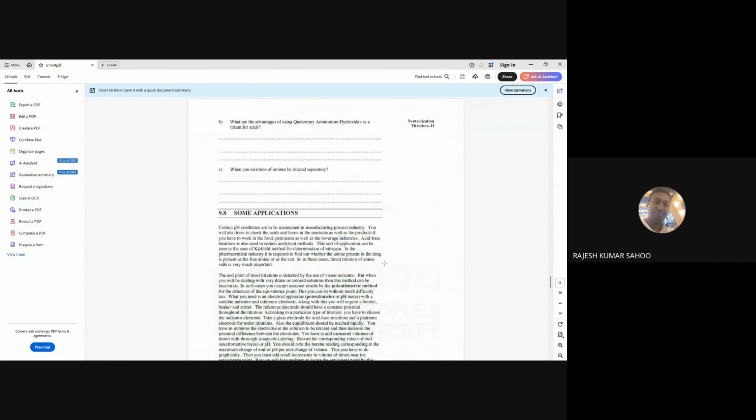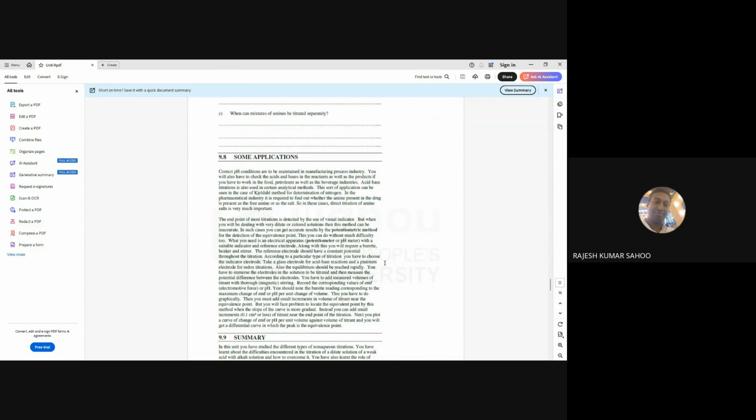These are the breakpoints. You can see the red line. These breakpoints are very much essential to indicate whether the titration endpoint has been obtained or not.